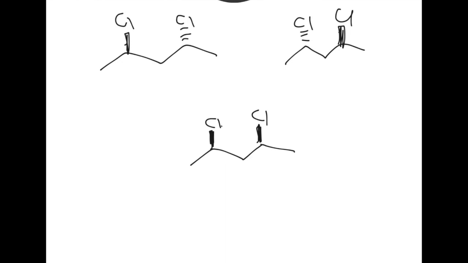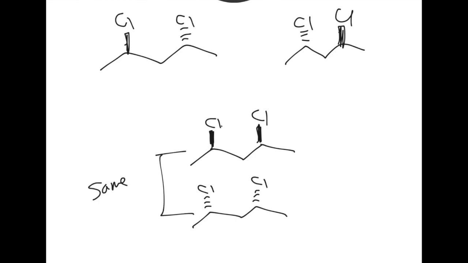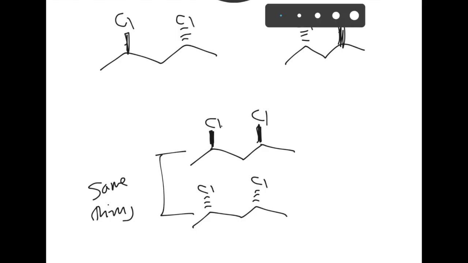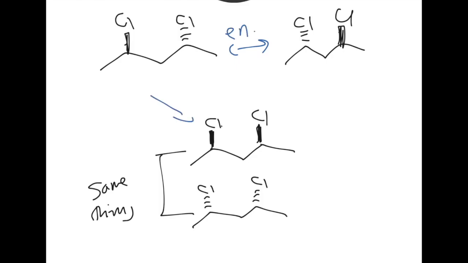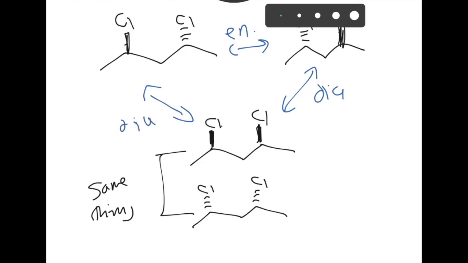You have that, right? And if you drew this, these are the same thing, right? They're the same molecule. So I would have a set of enantiomers, and then this and this are diastereomers. Make sense? Seem good so far?